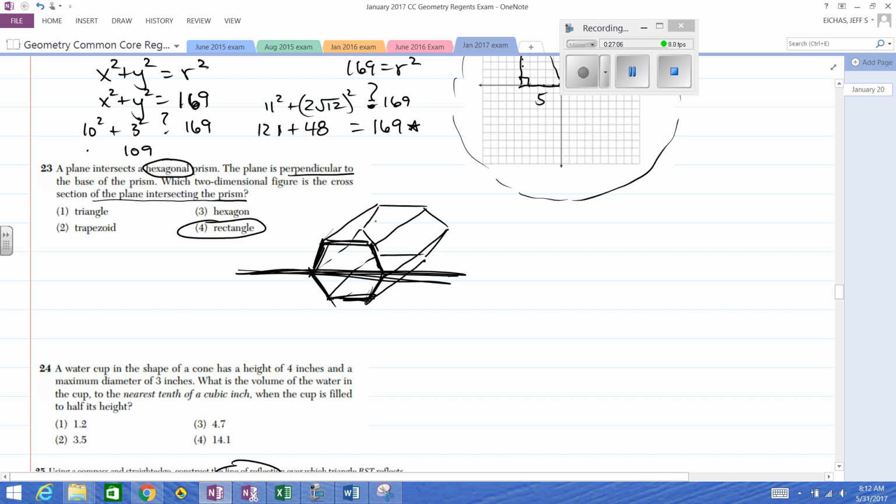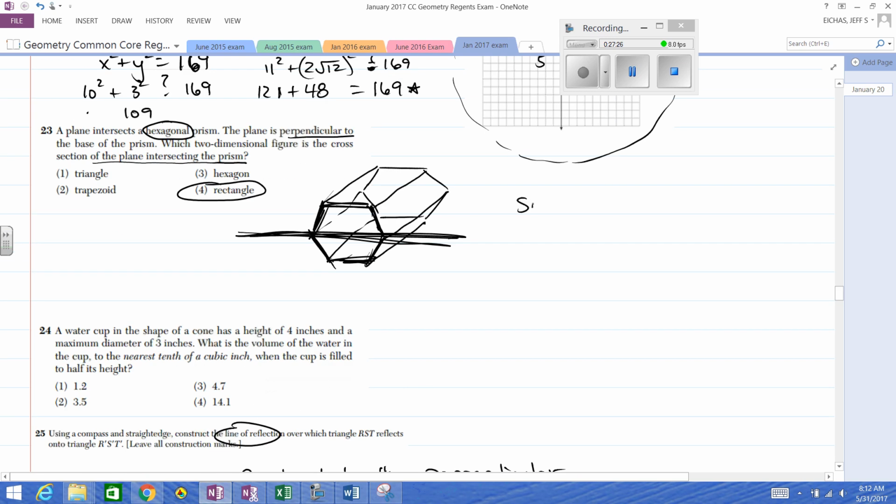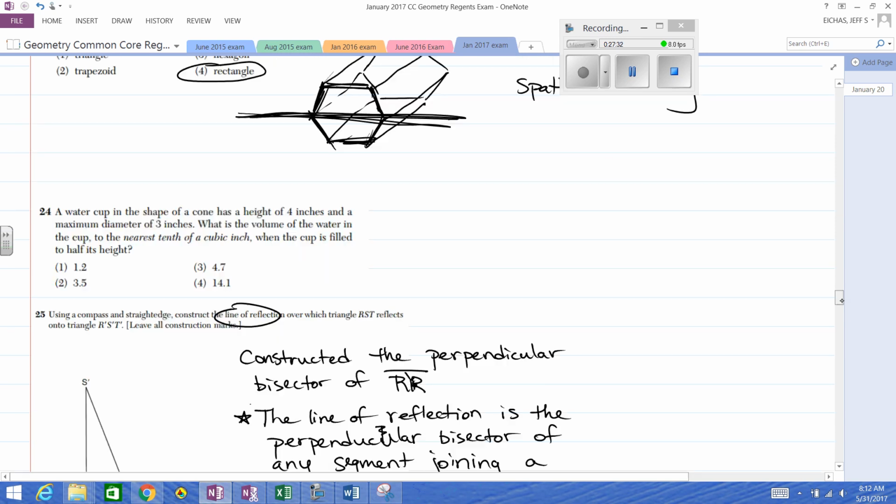Obviously, if we go at an angle, you're going to get something like a trapezoid. If we had a pyramid and you went perpendicular to the base, you might get a triangle. If we went parallel to the base, we'd get another hexagon. But perpendicular to the base, open it up, you're going to get a rectangle. It's just spatial reasoning. You have to imagine what's going to happen. Not easy to do.